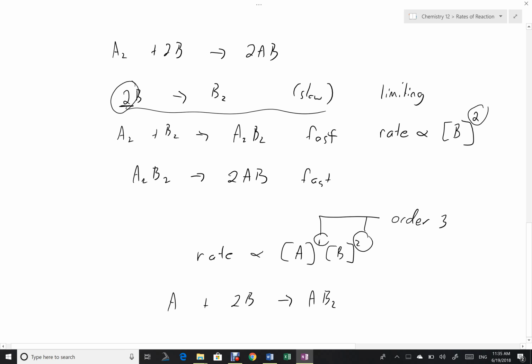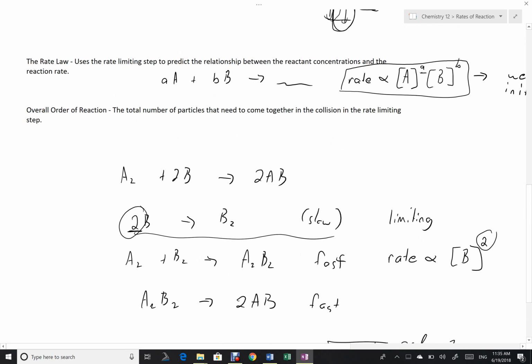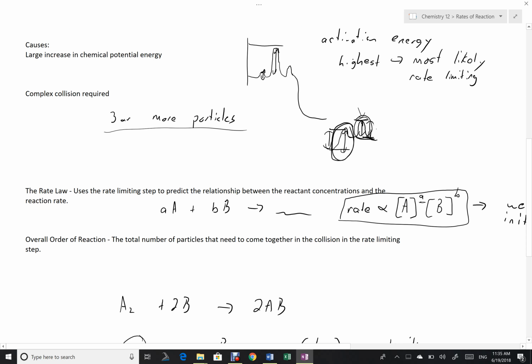Order 1 reactions and order 2 reactions are common. Third order reactions are uncommon. Fourth order reactions, I think you'd be hard pressed to find a lot of real world examples where fourth order reactions happen. Having 4 particles in the same place at the same time is just really unlikely. So that's what rate laws, rate mechanisms, and order of reactions are.